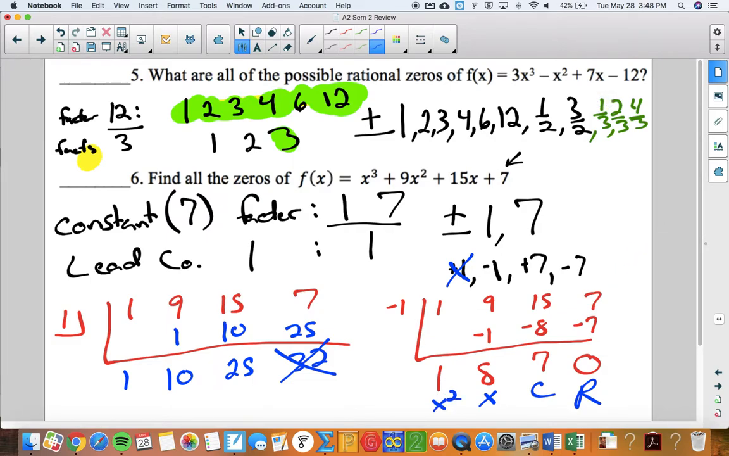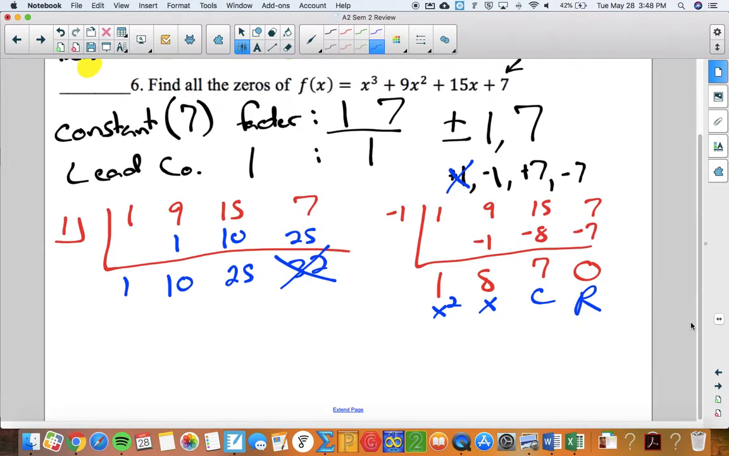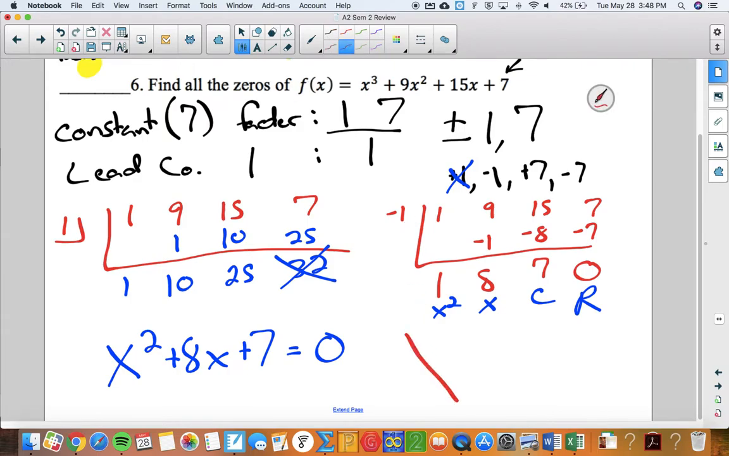So the directions say to find all of the zeros. I've just found 1, but now look at this. I have 1x squared plus 8x plus 7, and I want to know what makes it equal 0. Check if it's factorable, and it is. Otherwise, we could use the quadratic formula. We could graph it. So numbers that multiply to 7 and add to 8. This one kind of freaks some people out because the multiplier number is smaller than the adding number. And it might mean that 1 is one of your numbers. So 1 and 7 makes it happen.